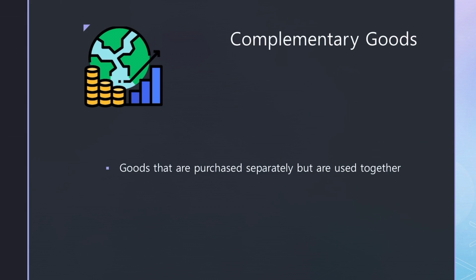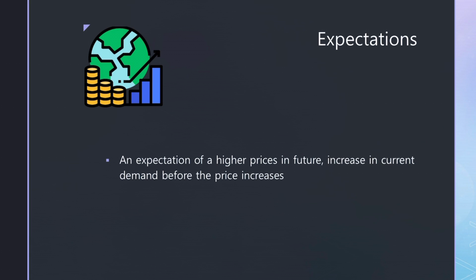And now we have complementary goods. These are goods that are purchased separately but are used together. So you could say complementary goods would be a phone and earphones, because phones go with earphones, but they are separate goods. And expectations are an expectation of higher prices in the future. Then there will be an increase in current demand because people will want to buy more of this good before the price increases, and then they have to pay more money for it.